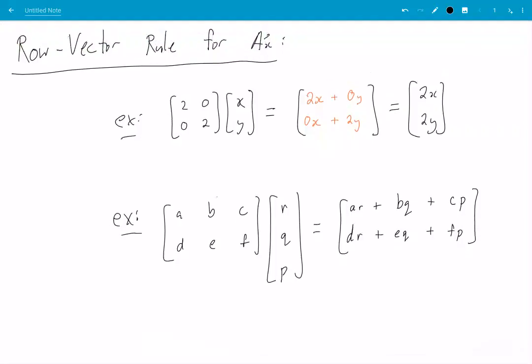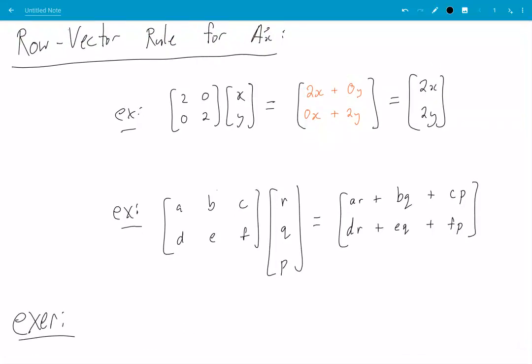Okay, let's practice this row vector rule. I want you to do this calculation, which you've actually done before in 1.4. The matrix with rows 2, negative 3, 8 and 0, minus 5, 2, times the vector 4, 7, equals question mark. I want you to use the row vector rule to sort this out. So pause the video and do so now.